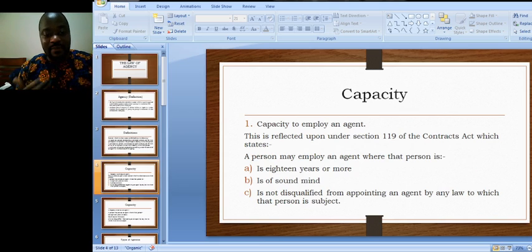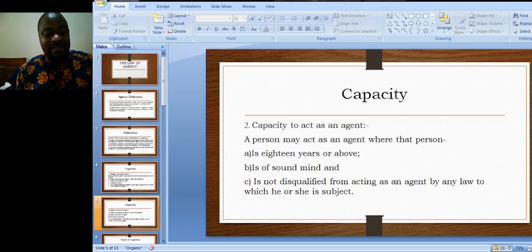Now I want to talk about capacity. Number one, we are going to begin by talking about who can be a principal. Who can employ an agent? This is reflected under section 119 of the Contracts Act, which states that a person may employ an agent while that person is A, 18 years or more. B, is of sound mind. You need to be in your right thinking faculties to employ an agent. A mad person cannot give instructions to an agent. C, is not disqualified from appointing an agent by any law to which that person is subject.